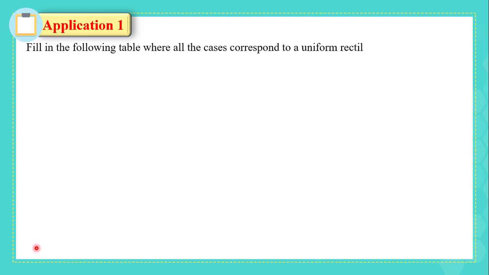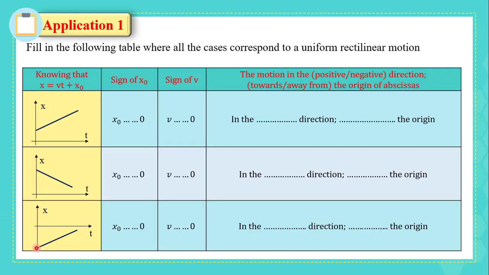Now let's start practicing by solving application 1. Don't forget to pause the video and try to solve the application by yourself. In the first application, you are asked to fill in the following table where all the cases correspond to a uniform rectilinear motion. You need to deduce from the curve the sign of x0, the sign of v, and whether the motion is in the positive or negative direction, also whether it is moving towards or away from the origin of abscissa.